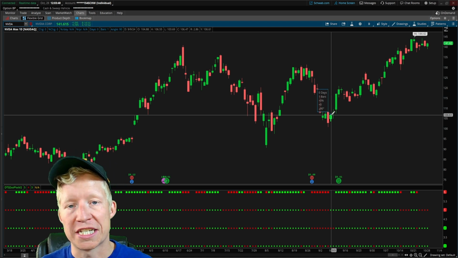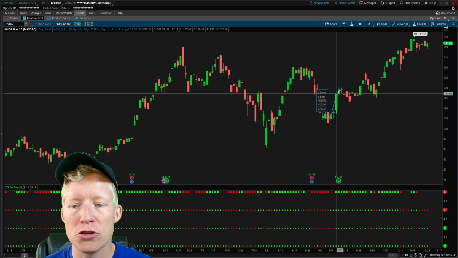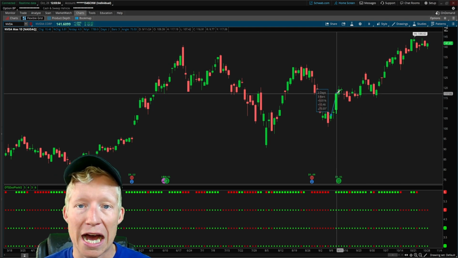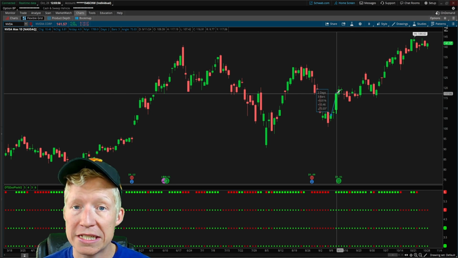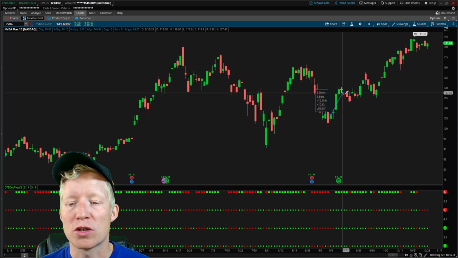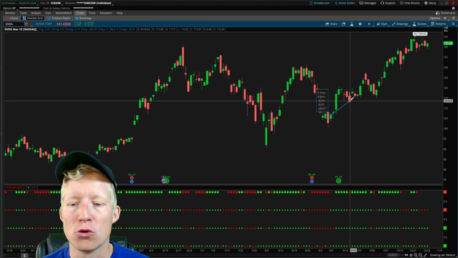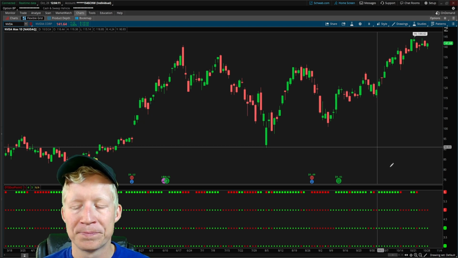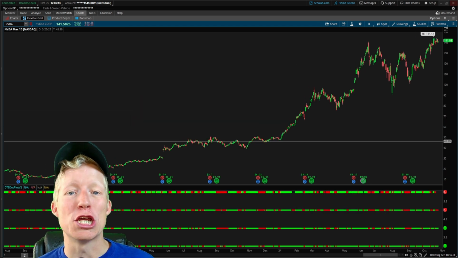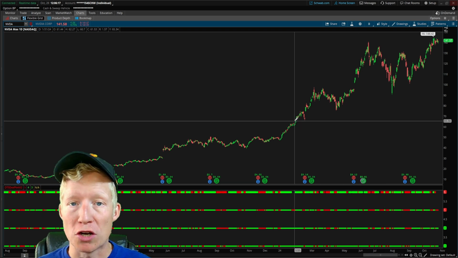Then the exit, once again, up to you, but you can either sell the first green indication you get. In this example, you'd make 9.8% in 2 days. Pretty dang nice. I mean, this is, of course, NVIDIA, a very volatile bullish ticker right now. Or you can wait until the first red, as you do with the longs, and you would still make 6.5% in this example.